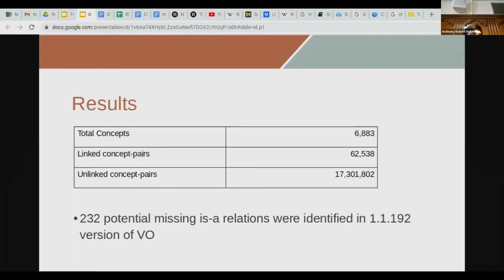The results. Overall, this was for the vaccine ontology version 1.192, I believe it's 208. That is the latest right now. Out of those 6,800 concepts, we generated around 62,000 linked concept pairs and a little over 17 million unlinked concept pairs. And out of all of these, we were able to identify 232 potentially missing ISA relations.